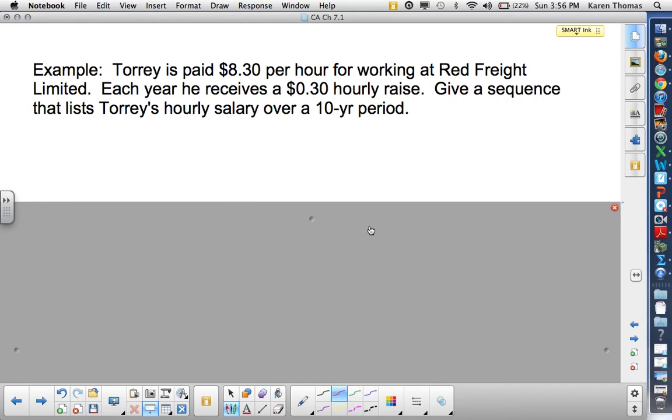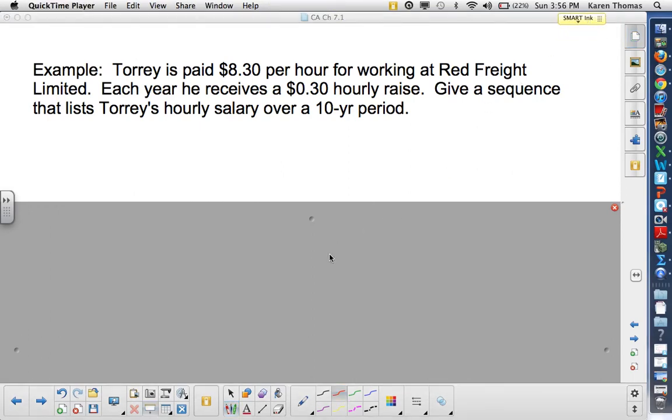So here's one that is used in a word problem. We have Tori is paid $8.30 per hour for working at Red Freight Limited. Each year he receives a 30-cent hourly raise. I don't think I'd want to work there. Anyway, give a sequence that lists Tori's hourly salary over a 10-year period.